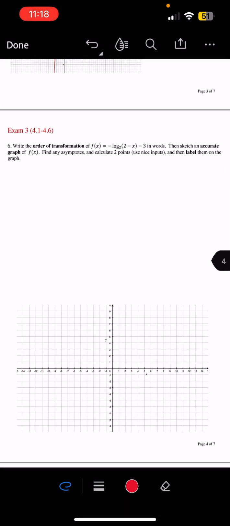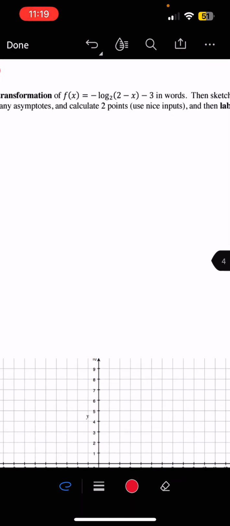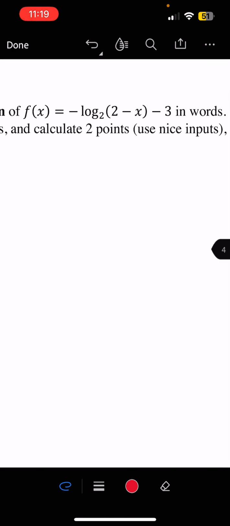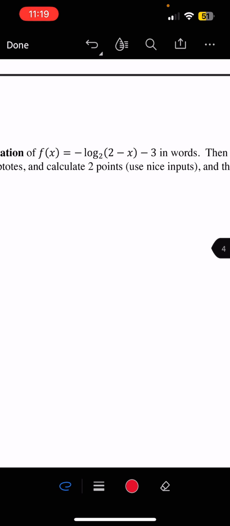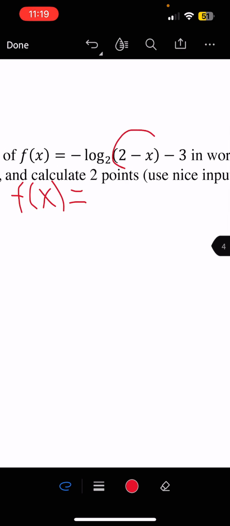All right. So we are writing the order of transformation. So given this log, you can see that I'm actually just going to rewrite it so that this is a little better, or at least easier for me to read.